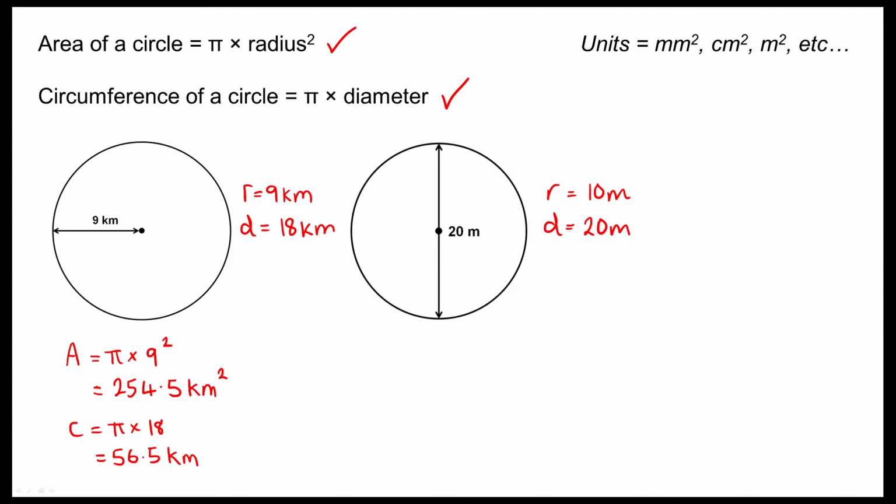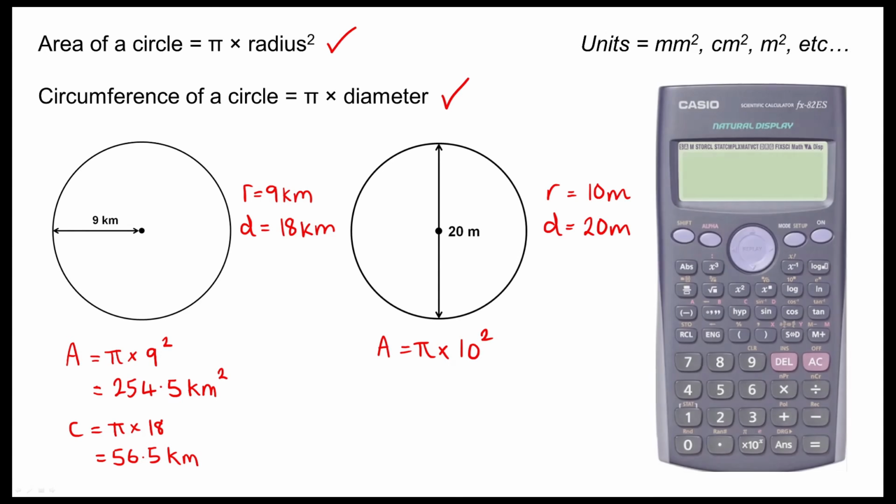In my second example, I can do exactly the same thing. So my area is going to be pi times the radius, which is 10 squared. We work that out. I then need to get my calculator. I press shift, my pi button, and times by 10 to the power of 2. Press my SD button, and that will give it to me as a decimal, and I can round that to one decimal place. So 314.2. This time the units are metres, so it's going to be metres squared.